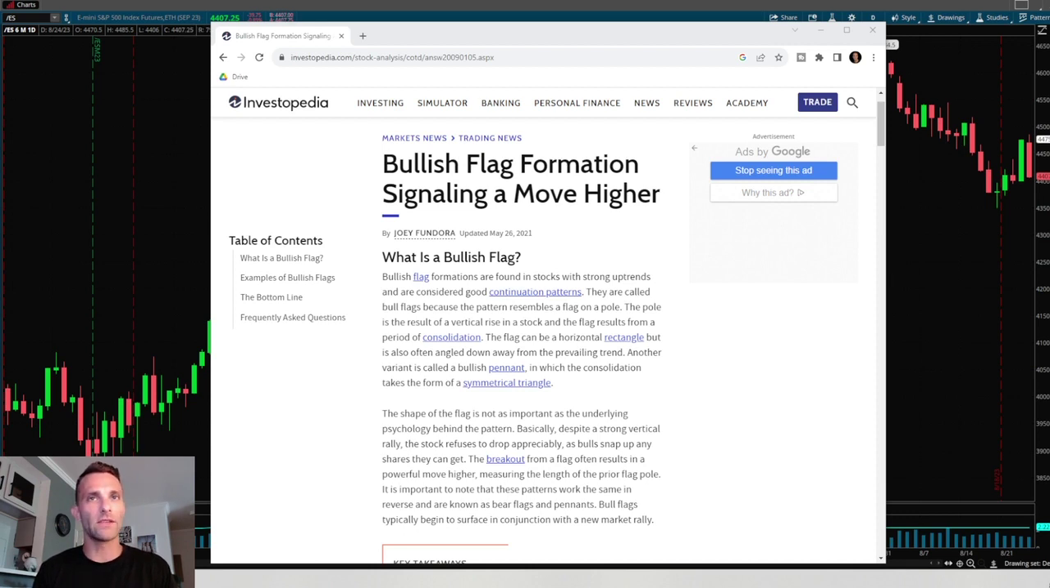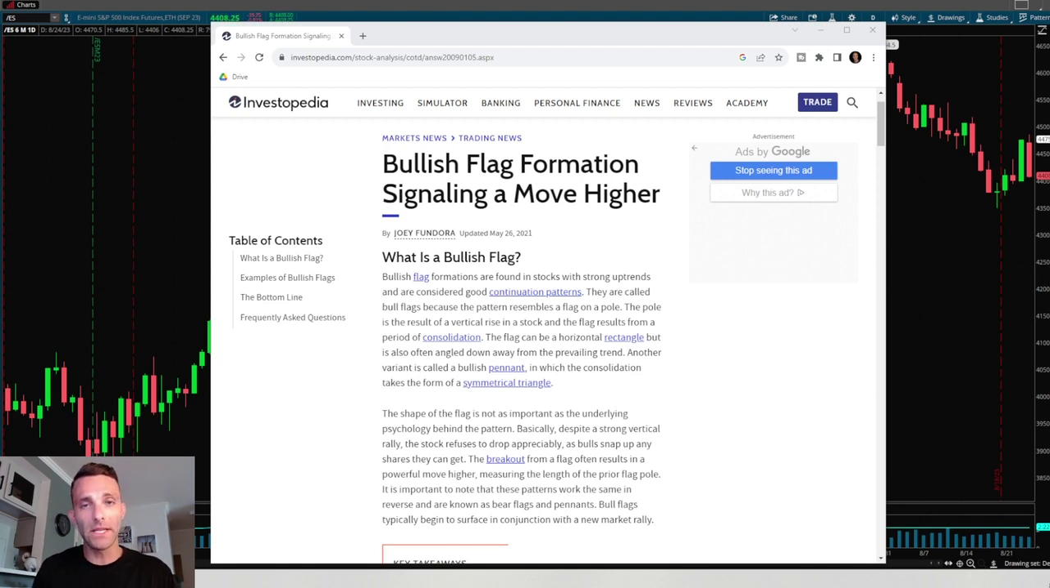A bull flag is a formation found in stocks with strong uptrends and are considered good continuation patterns. They are called bull flags because the pattern resembles a flag on a pole. The pole is the result of a vertical rise in a stock, and the flag results from a period of consolidation. The flag can be a horizontal rectangle, but is also often angled down away from the prevailing trend. Another variant is called a bullish pennant, in which the consolidation takes the form of a symmetrical triangle.